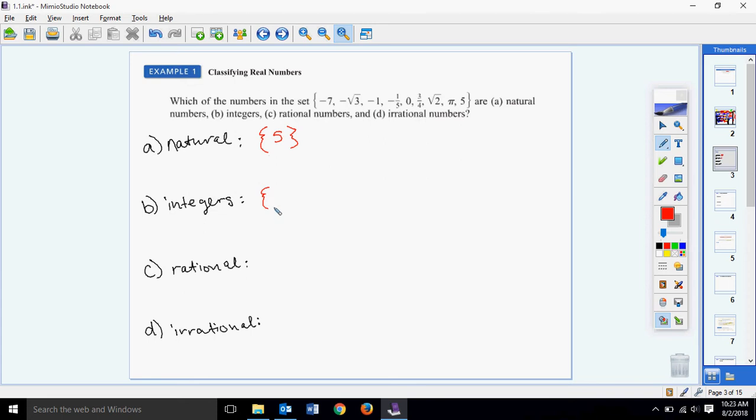Now let's go to integers. So integers can be positive and negative normal looking numbers. So for instance, I have a -7.